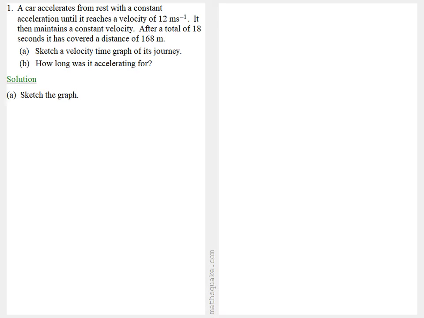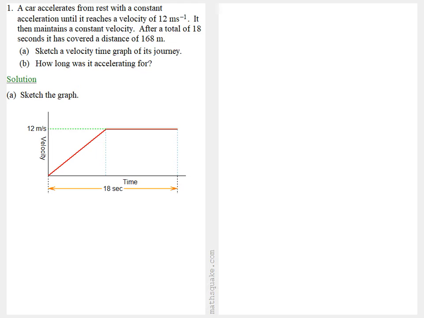Well, to start with, in part A, sketch the graph. We need to draw the car accelerating from 0 at a constant rate. After a certain amount of time, it stops accelerating and continues at a constant speed. Now we know it accelerates until it reaches a speed of 12 meters per second and then continues at a constant speed for a total time of 18 seconds. Let the time taken accelerating be t. Then the time that it continues at a constant speed is 18 minus t.